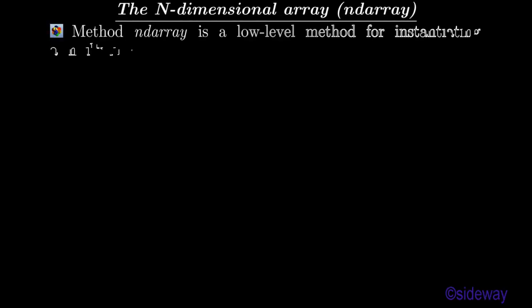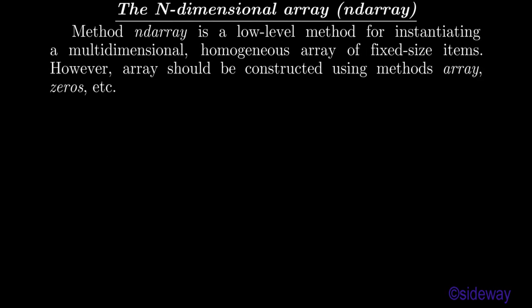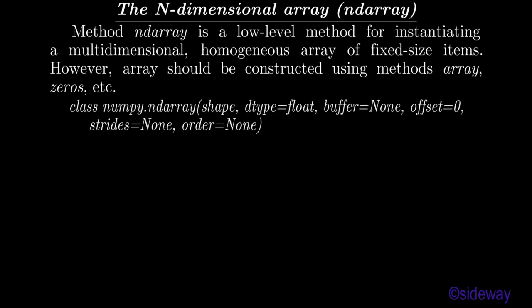The n-dimensional array, ndarray. The ndarray is a low-level method for instantiating a multidimensional, homogeneous array of fixed-size items. However, arrays should be constructed using methods such as array, zeros, etc. Class numpy.ndarray, shape, dtype equals float, buffer equals None, offset equals 0, strides equals None, order equals None.